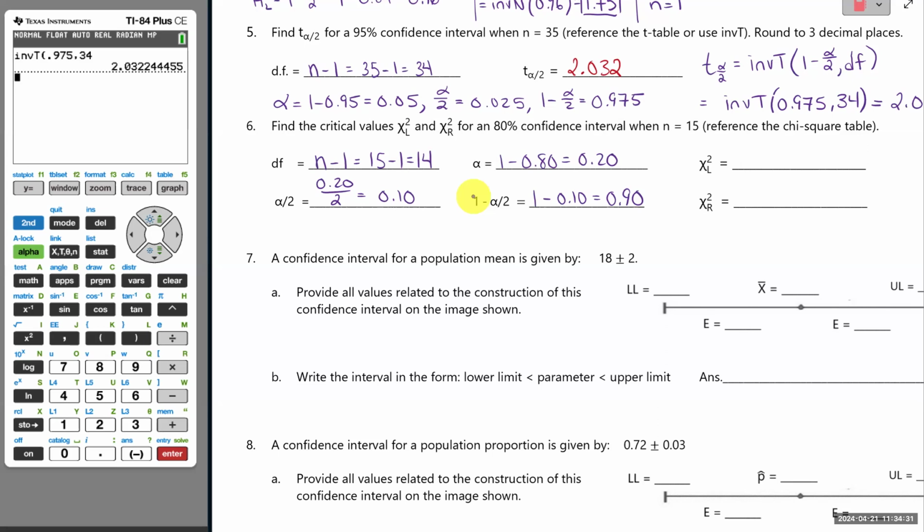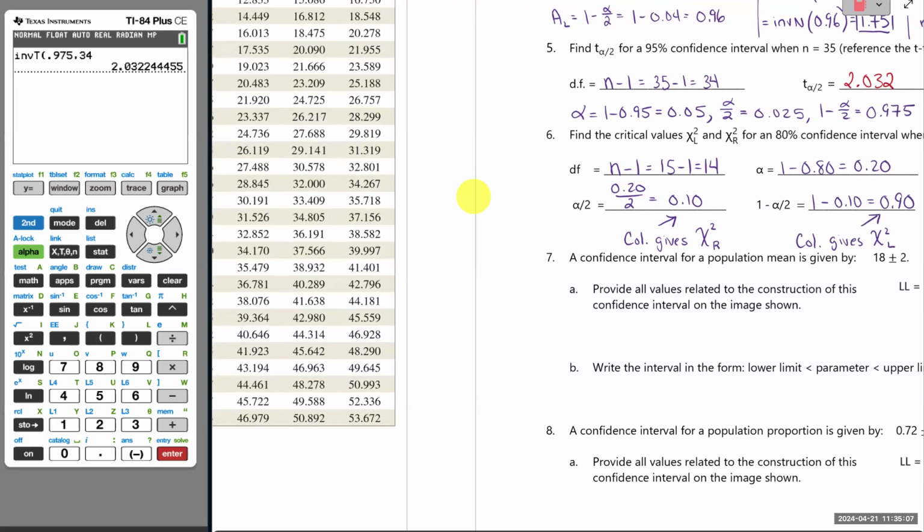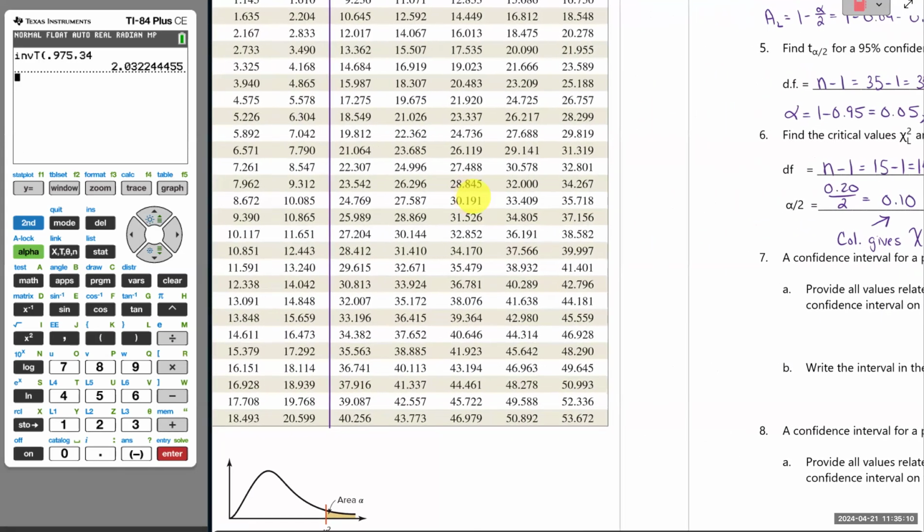Okay, so we're going to go to our chi-square table. Just going to make a note here that this column gives the chi-square value on the right, and this column, 1 minus alpha over 2, will give you chi-square left. All right, so let's go to our table. Scroll down here a little bit.